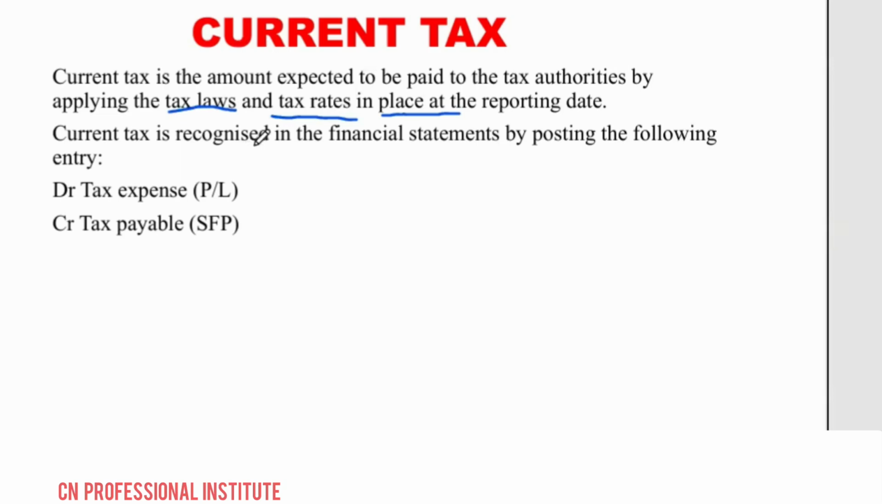And it says current tax is recognized in the financial statement by posting the following entries. It says we should debit P&L and we should credit tax payable. Yes, when we're looking at the figures that we post to the profit or loss account as income tax expense, can you see we added current tax? We said over or under provision.